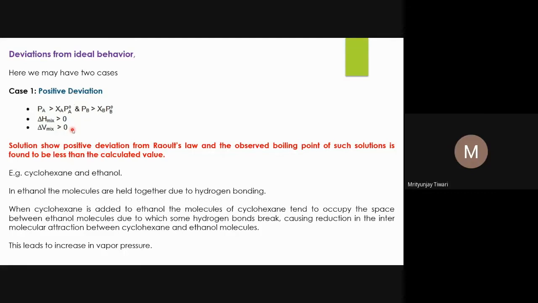And for the positive deviation, another indication is that ΔH mixing is greater than 0. This is a positive number. ΔV mixing is also greater than 0 in that case. It's also a positive number. Something greater than 0 means positive, and that is why we call it a positive deviation. Why will this ΔH be greater than 0? Because P_A, the observed vapor pressure, is greater than the theoretically obtained vapor pressure.